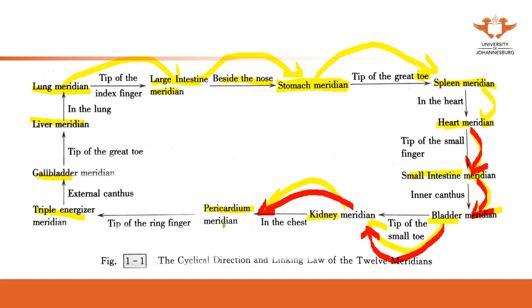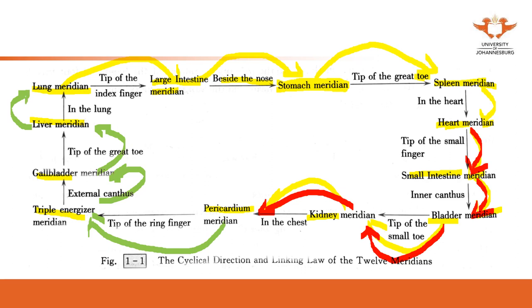The pericardium starts from the chest, goes to the Sanjiao meridian, from the hand to the hand, and from the hand to the head, from the head to the foot, the great toes, to meet the liver meridian. The liver meridian goes back to the lung meridian.